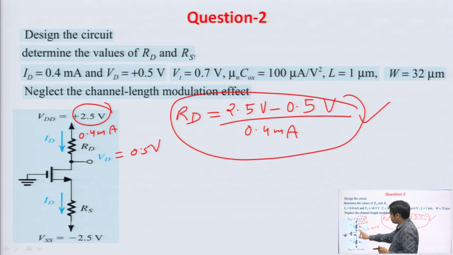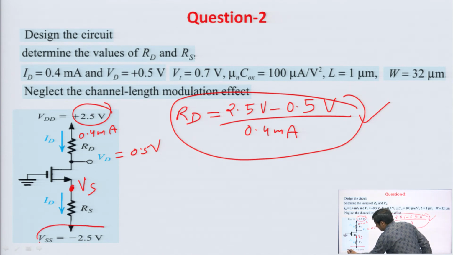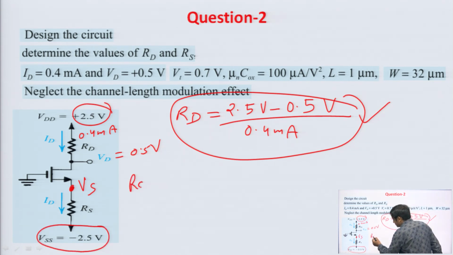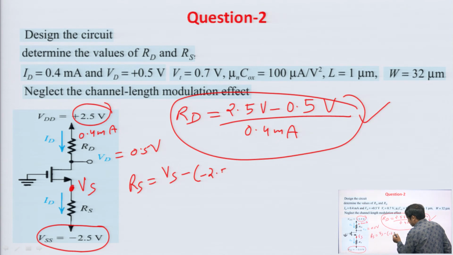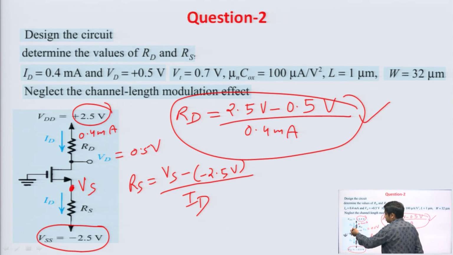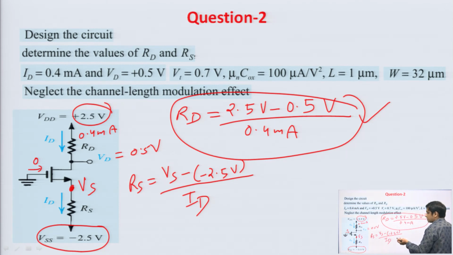So, design means we have to find out the value of RD and RS. Now, RD and RS are not given in the question. Now, we have to find out the value of RS. What will be the value of RS? See, this RS is connected between the source terminal Vs and the negative supply, that is minus 2.5 volt. So, your RS will be Vs minus minus 2.5 volt upon the drain current ID, because in a MOSFET the drain current is equal to the source current, because the gate current is 0, fine. You can see that ID is given in the question, 0.4 milliampere.